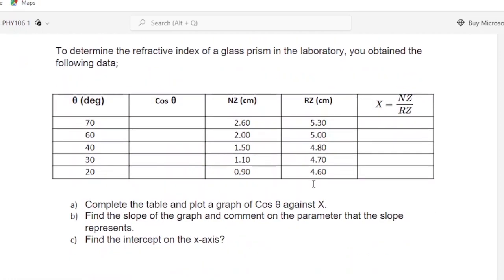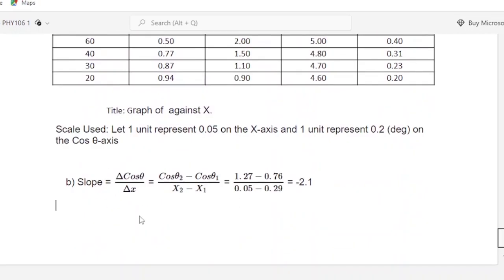So it means you made an error while doing the experiment. That's what it means, okay? You made an error while doing the experiment. That's what this means, okay? But that's okay. So what you comment here is simple.